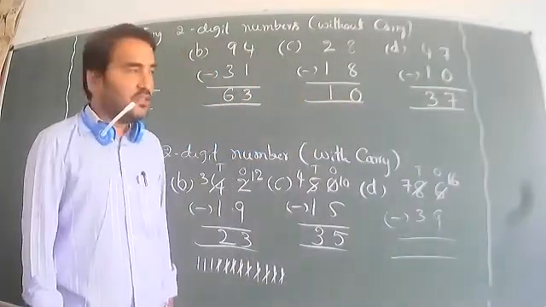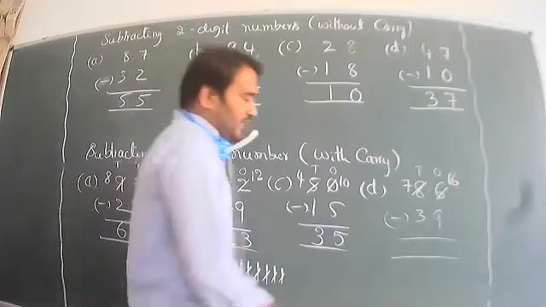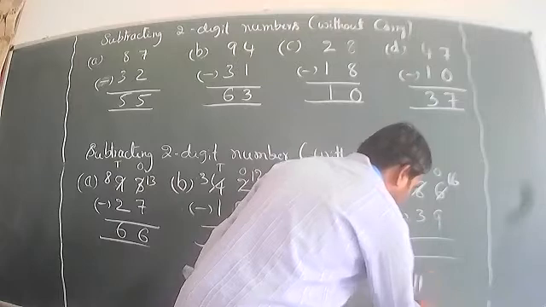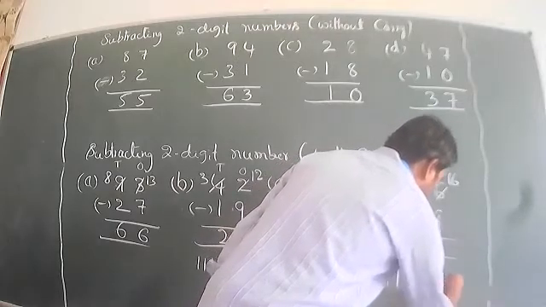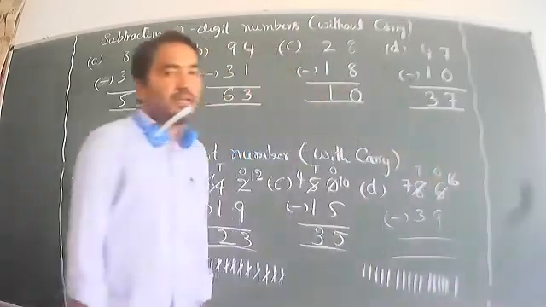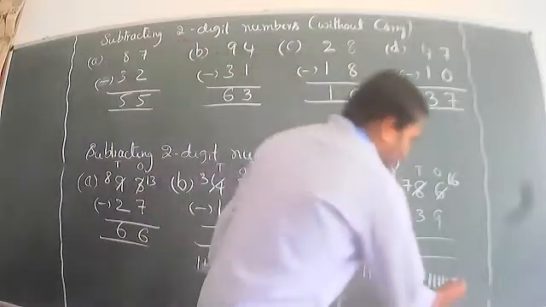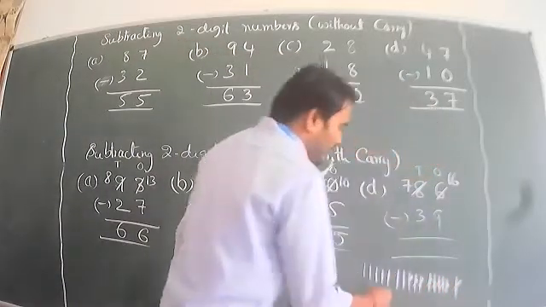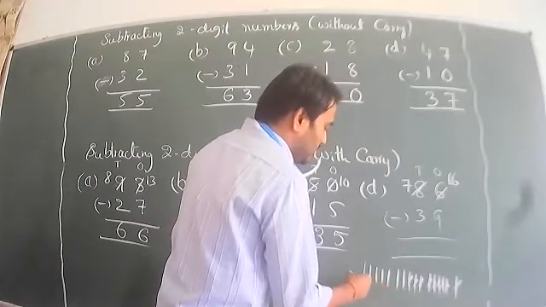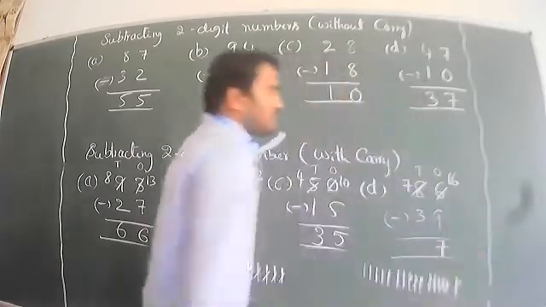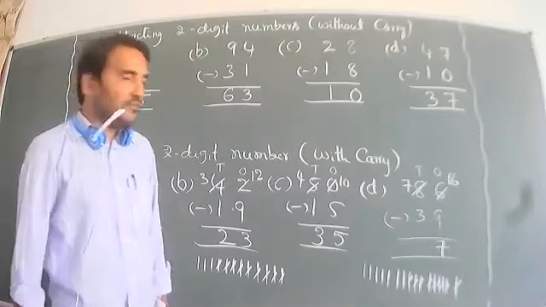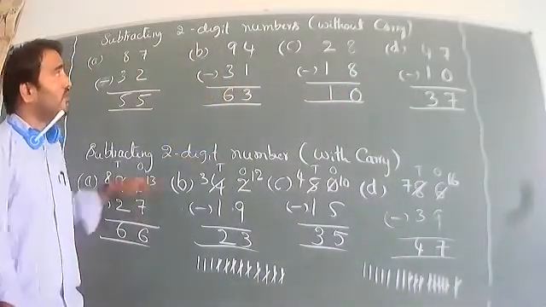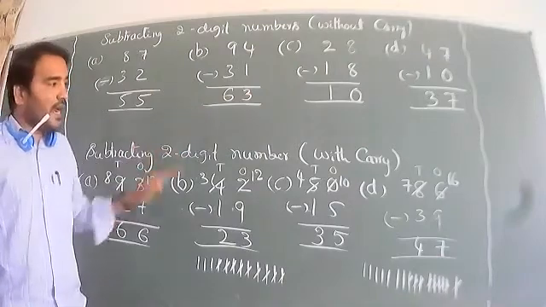10 plus 6, 16. Now 16 less 9, so we can take the lines of 16. 1 2 3 4 5 6 7 8 9 10 11 12 13 14 15 16. Okay, we can subtract from 16. So 9: 1 2 3 4 5 6 7 8 9. So remaining 1 2 3 4 5 6 7. Now 7 less 3, 4. Okay, these are the examples of subtracting two-digit numbers without carry and with carry.